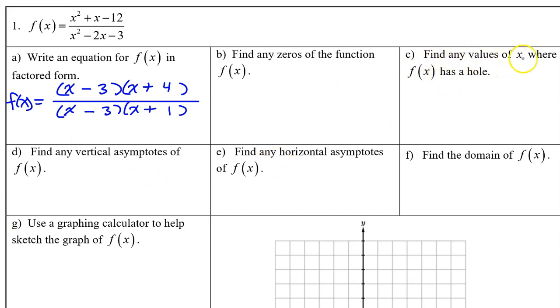Find any values of x where f of x has a hole. That is going to be when a factor in the denominator cancels out with a factor in the numerator. So we have a hole at x equals 3. Back to part B. Find any zeros of the function f of x. Zeros will come from any factor in the numerator that does not get canceled out. So we will have a 0 at x equals negative 4 because of the x plus 4.